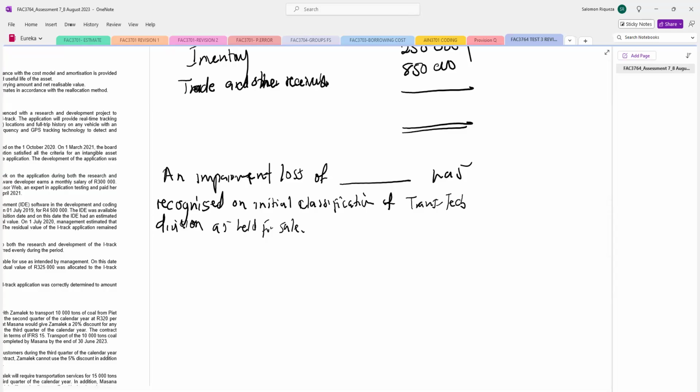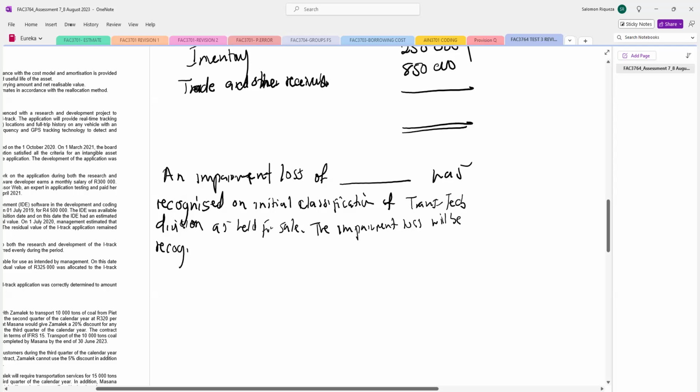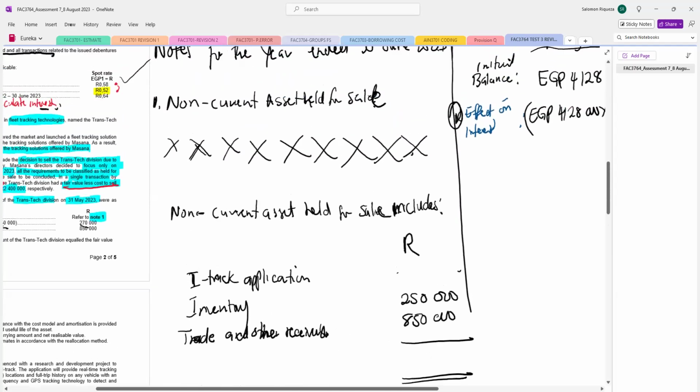Right, the impairment loss will be recognized as an expense in the statement of profit or loss. Okay, then you're done. So that's how our notes should look.